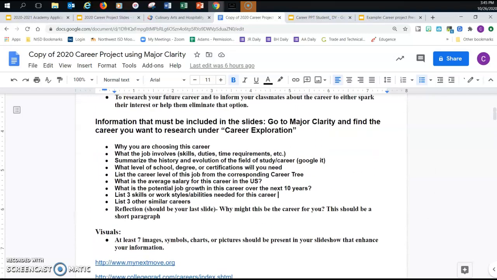And then there are some examples linked. There's one in the slideshow itself, and then there's also a separate one that's there as some examples so you can kind of see what would be a good thing.